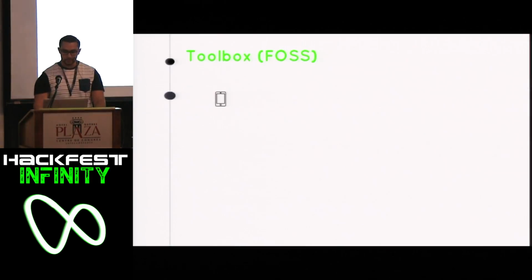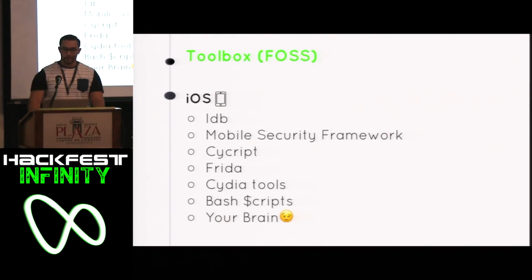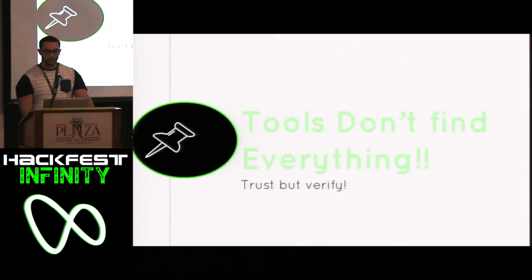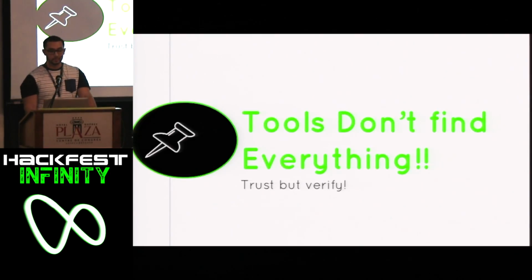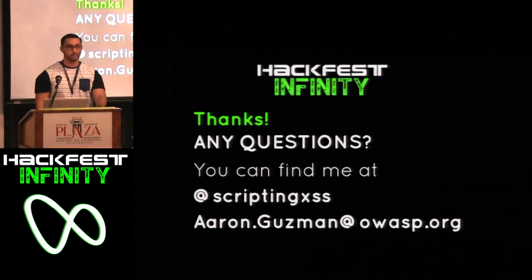Real quick, here are some tools that I use. Mobile Security Framework. IDB is definitely the main one here. Frida and Cycript for runtime analysis. A ton of bash scripts. I gave you those commands there. Then your brain, obviously. If you want to be nosy, definitely check out the file system, see what's cached. And again, always trust but verify, and tools don't find everything. So again, that's why I say use your brain. So here's my contact info. Are there any questions before I close out?